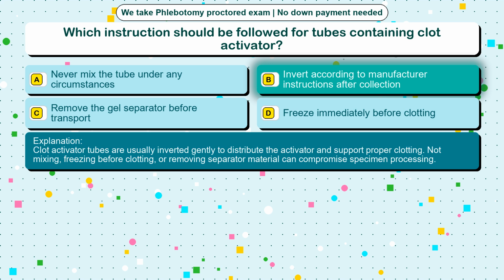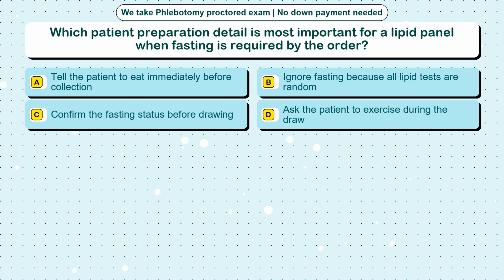Clot activator tubes are usually inverted gently to distribute the activator and support proper clotting. Not mixing, freezing before clotting, or removing separator material can compromise specimen processing. Question 77. Which patient preparation detail is most important for a lipid panel when fasting is required by the order? Option A, tell the patient to eat immediately before collection. Option B, ignore fasting because all lipid tests are random. Option C, confirm the fasting status before drawing. Option D, ask the patient to exercise during the draw.